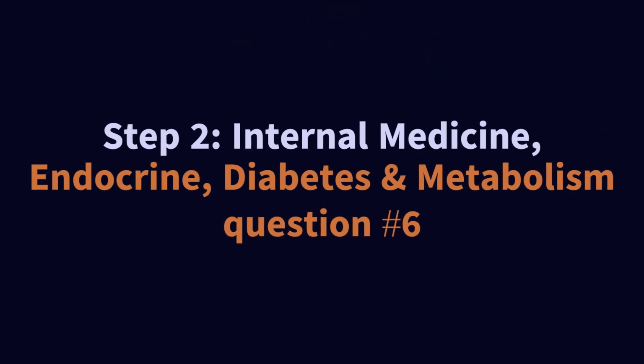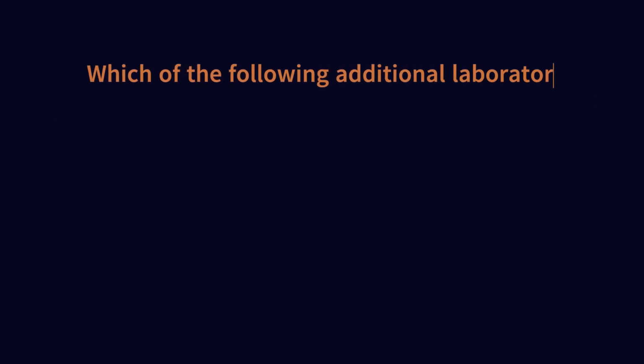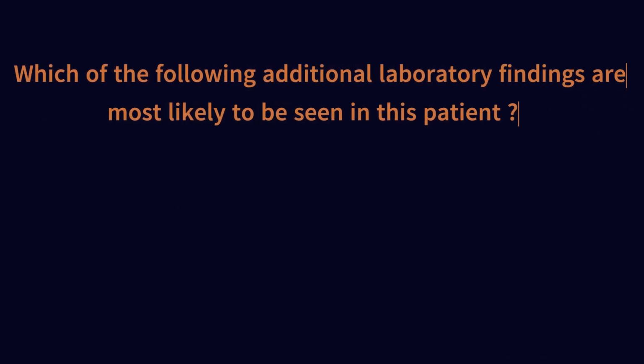Today, we're diving into Step 2, Internal Medicine, focusing on endocrine, diabetes, and metabolism. Let's get started with question number 6. For the following case, which of the following additional laboratory findings are most likely to be seen in this patient?